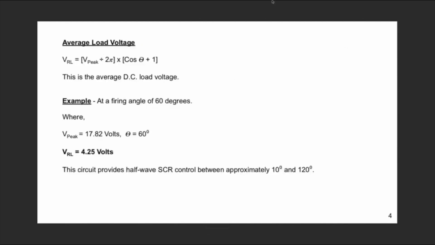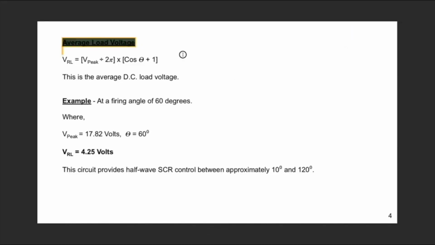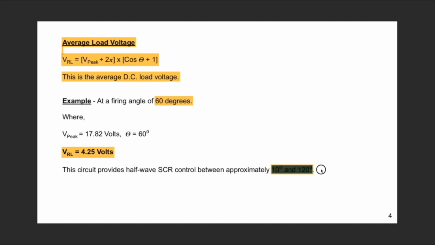Okay, so we have a basic formula. This is the average load voltage. You're going to measure this with your meter. So for a firing angle of 60 degrees, then put the numbers in and you get an average voltage of 4.2 volts. You should observe that your waveform control is roughly going to be between 10 and 120 degrees. Yours may be a little bit different, but that's sort of typical.